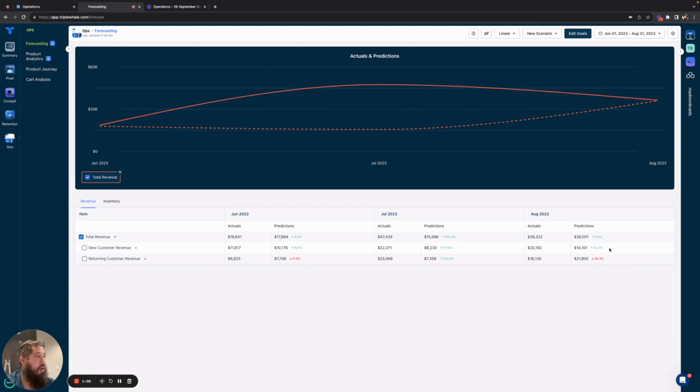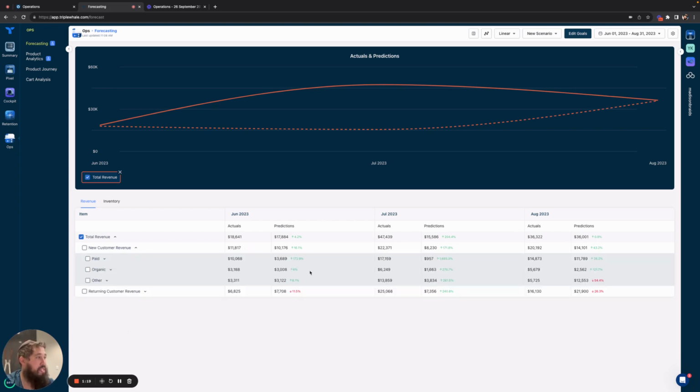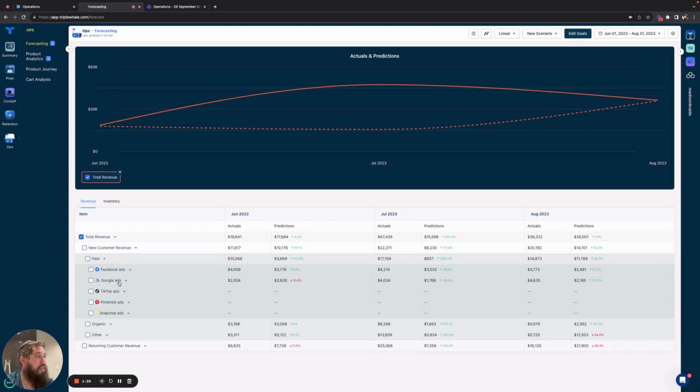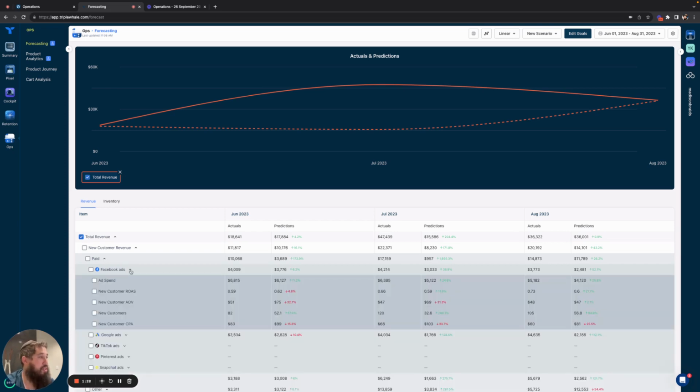Let's put it like this. The actuals came in way above prediction for new customer revenue, and the actuals came in way below prediction for returning customer revenue. They balanced out to a cool 1% delta, but that delta was not evenly distributed. You can dig in to get more detail about how the predictions and the actuals were broken out between paid, organic, and other, between Facebook and Google. And you can even dig into the individual channels to see how everything broke down at a decomposed level.